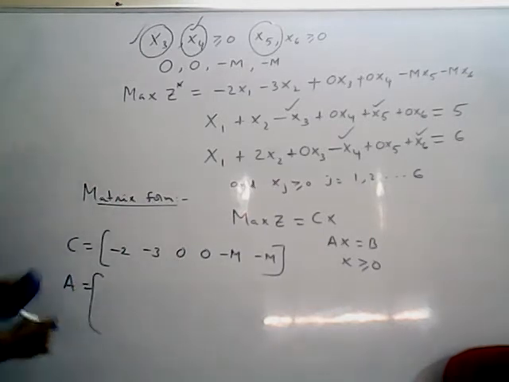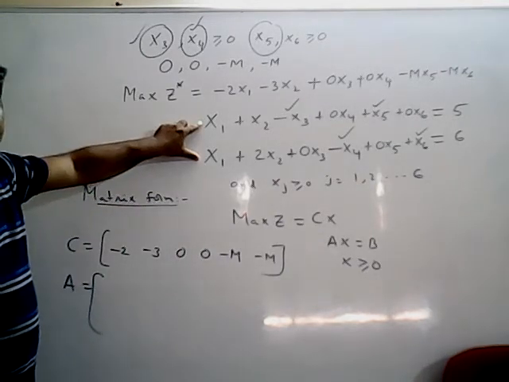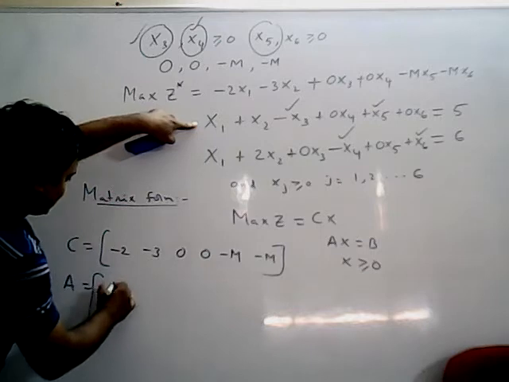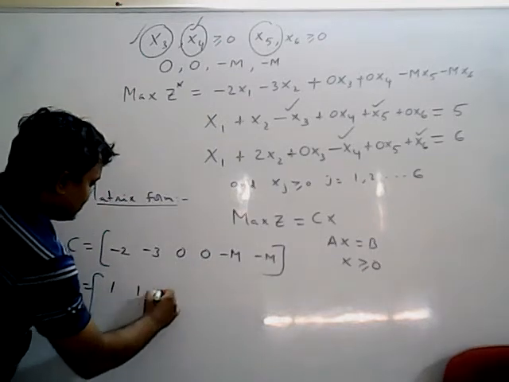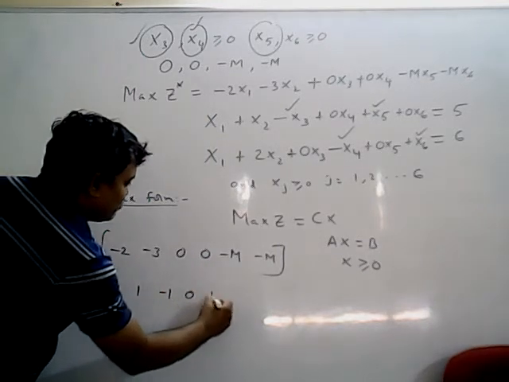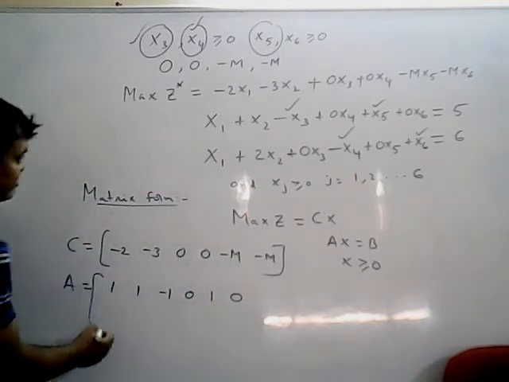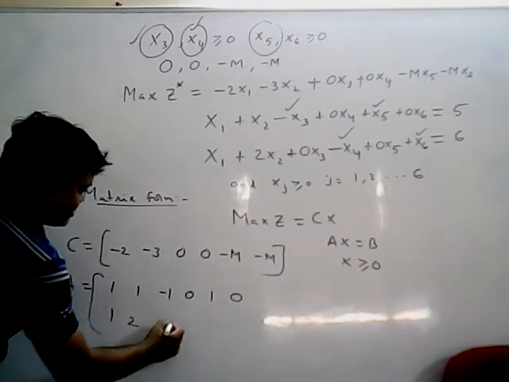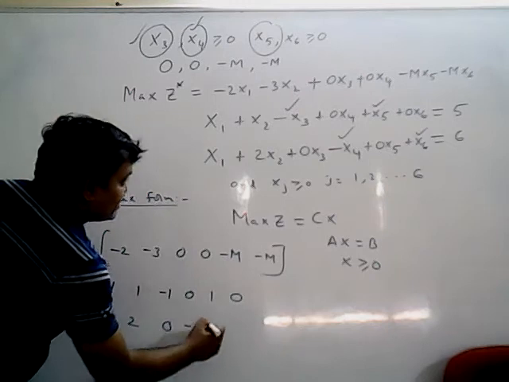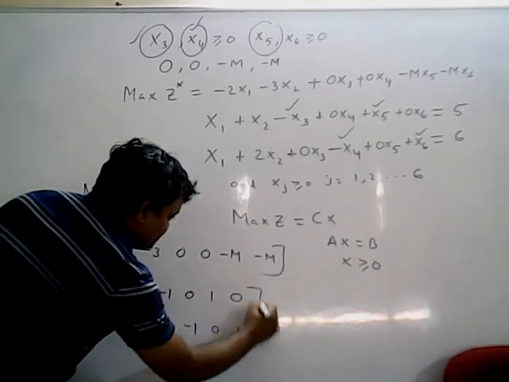Okay, next A and the coefficient values. So these are the three equations. Tell me the coefficient values. What are the coefficient values? You get 1, 1, minus 1, 0, 1, 0. Next one is 1, 2, 0, minus 1, 0, 1.